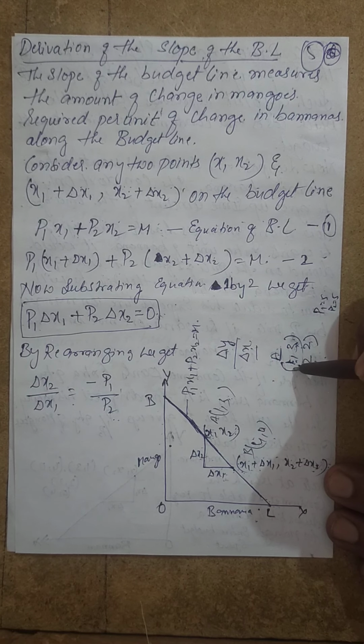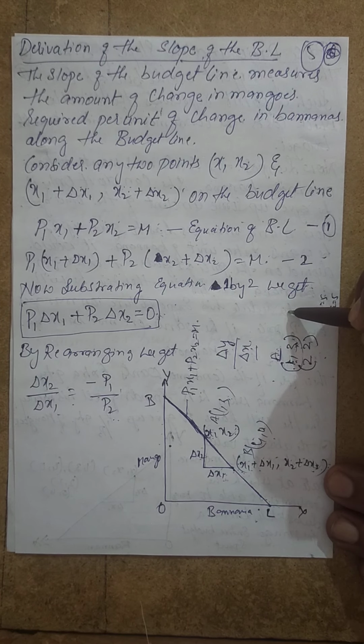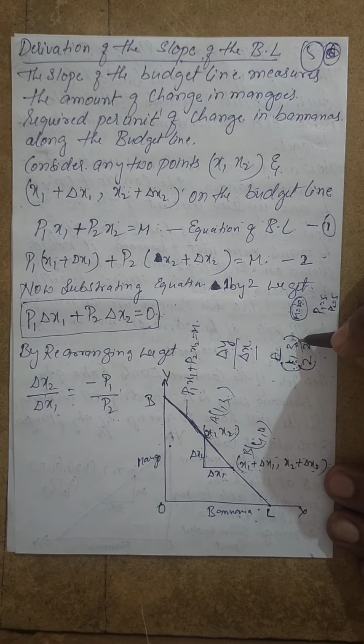That means 1 into 5 is 5, plus 5 into 3 is 15. 15 plus 5 is equal to 20, which is equal to what? M is equal to 20, isn't it? So income is equal to 20. For 20 rupees he has purchased 2 different goods, which is x1 good and x2 good.